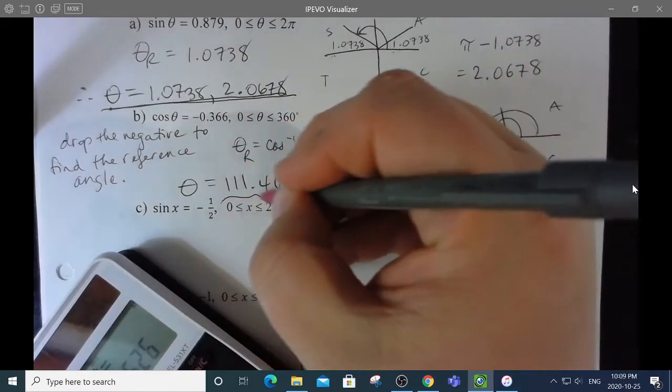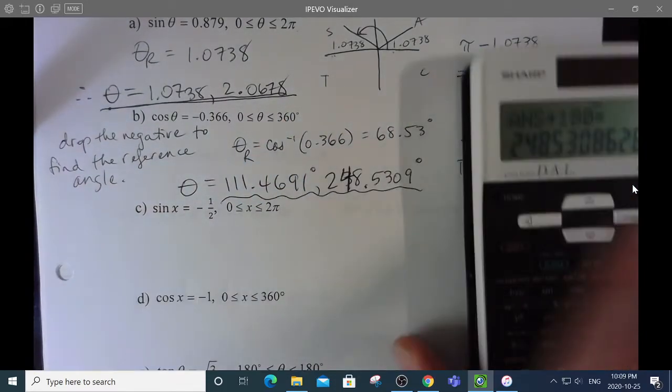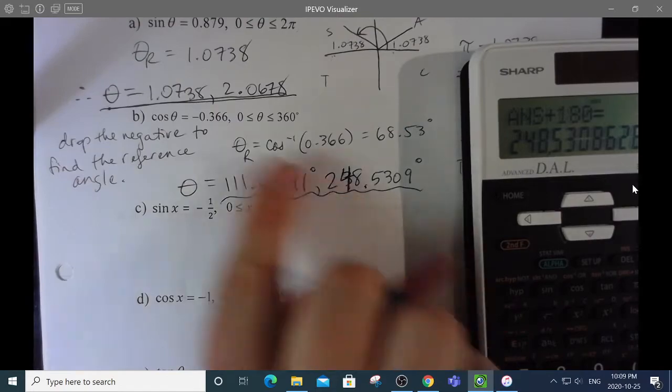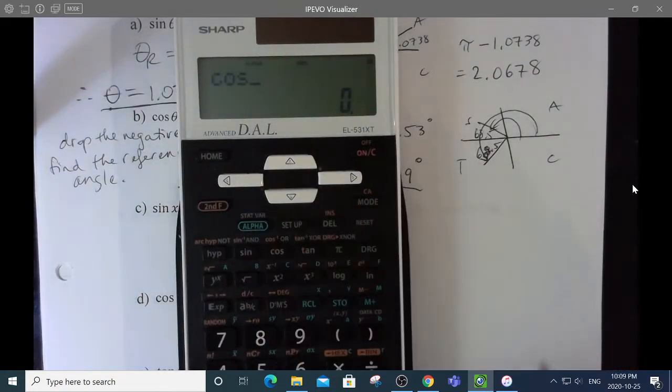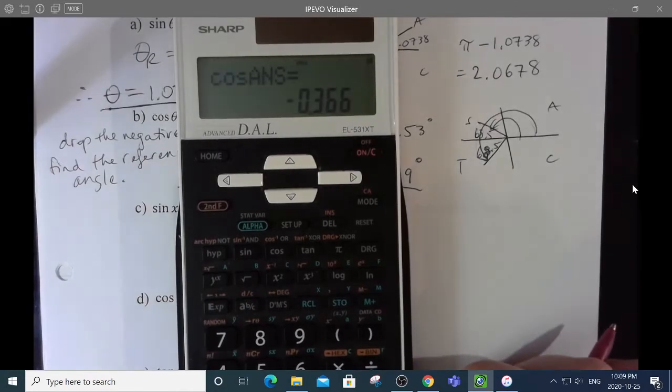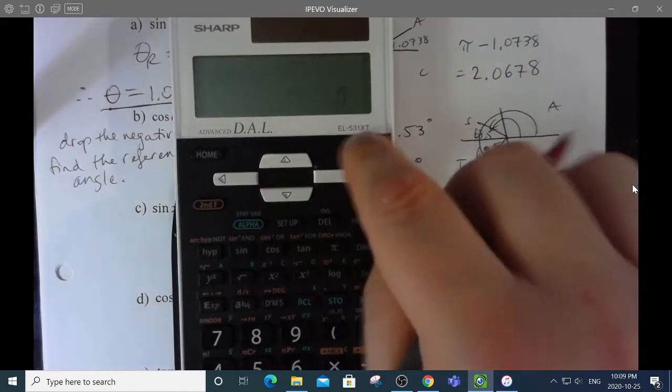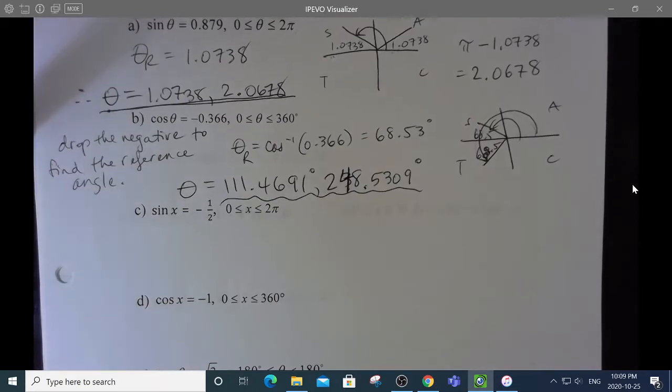So there's my two answers. And you can check that this is right. If I take the cosine of this, I better get negative 0.366. So let's see if that's true. The cosine of my answer is, yep, exactly. Cool. Okay.